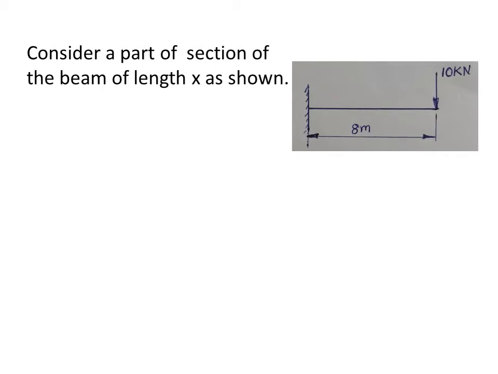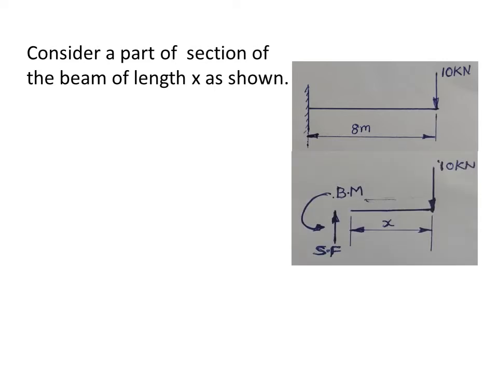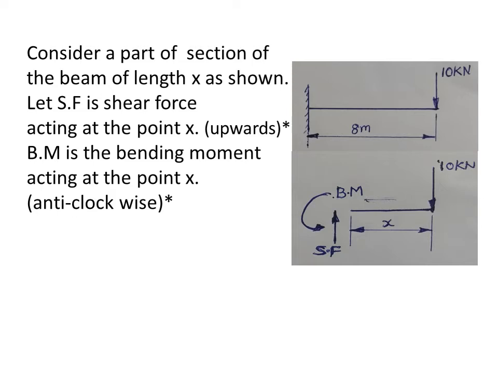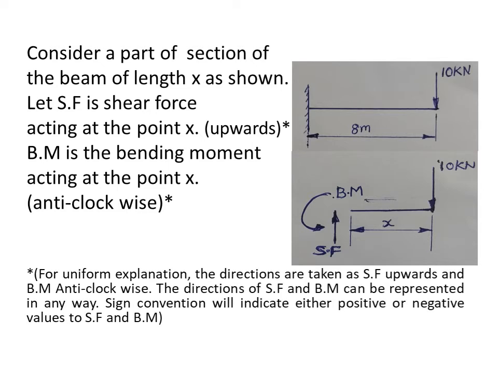Consider a part of section of beam of length x as shown. Let SF be the shear force acting at the point x upwards. BM is the bending moment acting at the point x shown as anti-clockwise. The purpose of showing shear force upwards and bending moment anti-clockwise is for a uniform explanation.